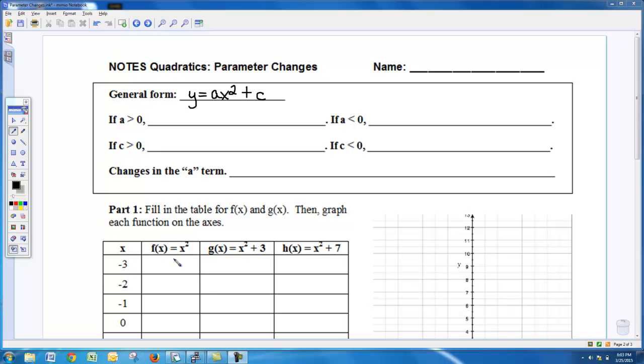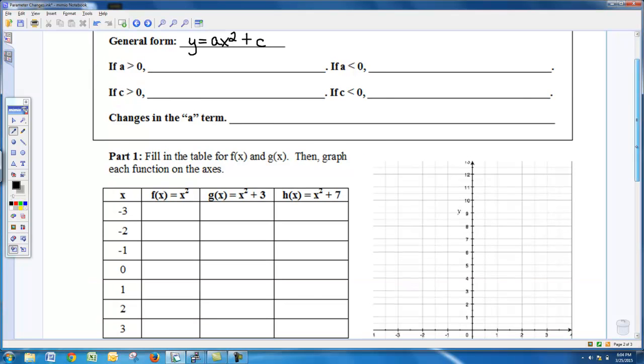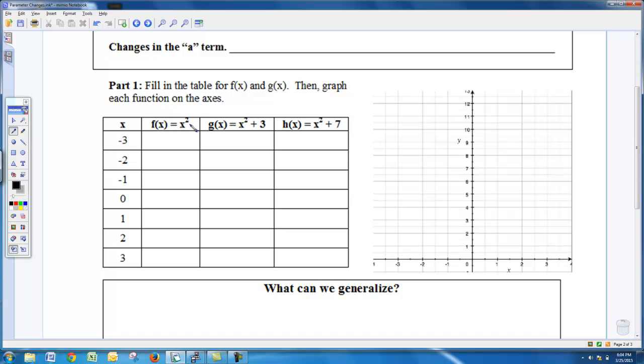So what is going to happen to the graph of that function when we change either the value of a or the value of c? We're going to look at a few graphs and then we'll fill this in at the end of the video. So first of all, let's start by filling in a table of values for a couple of different quadratic functions. We're going to start with the parent function, f of x equals x squared.